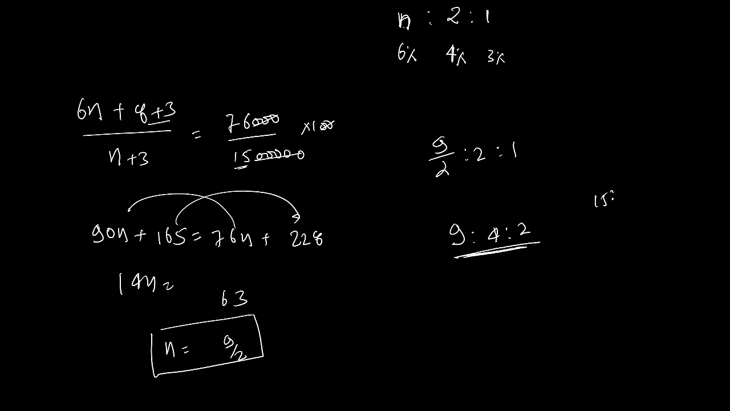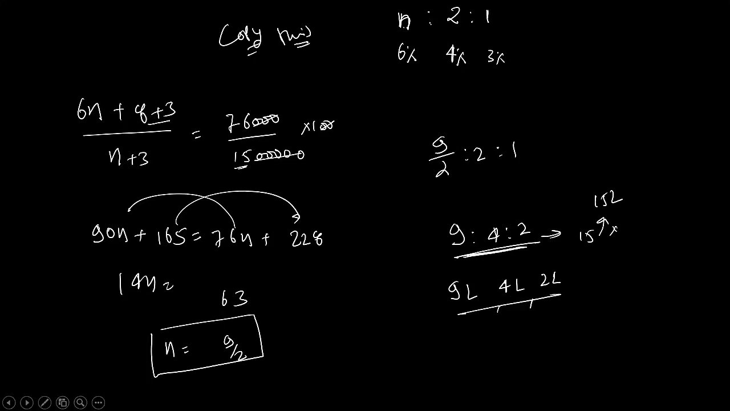How many lakhs? 15 lakhs. The addition is 15, so everything is worth 1 lakh. So this is 9 lakhs, 4 lakhs and 2 lakhs. Take your time, copy this down. This is the averages approach.